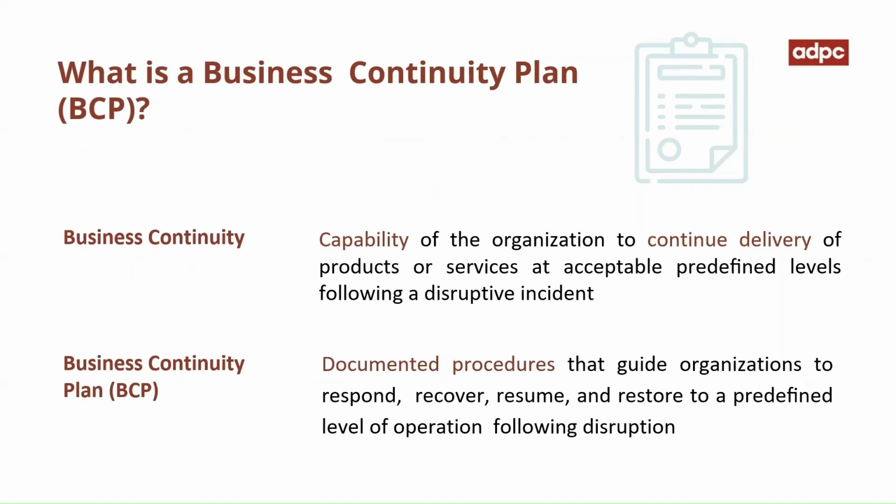What is a business continuity plan, or BCP? Business continuity may be defined as the capability of an organization or an enterprise or a livelihood to continue the delivery of products or services at predefined acceptable levels following a disruptive incident. A business continuity plan, on the other hand, is the documented procedure that guides organizations to respond, recover, resume, and restore to a predefined level of operation following disruption.